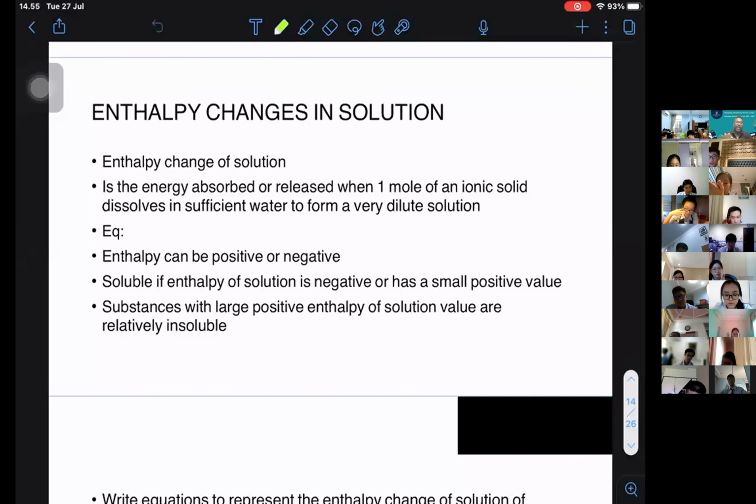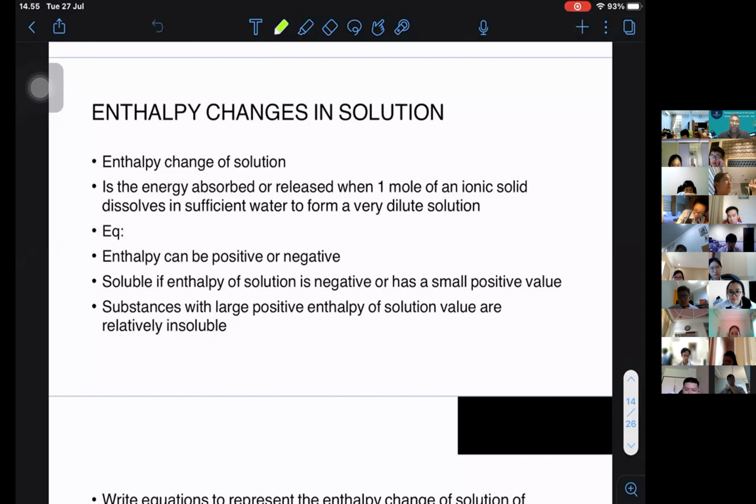We have to understand about enthalpy changes in solution. Enthalpy change of solution is the energy absorbed or released when 1 mole of ionic solid is dissolved in sufficient water to form a very dilute solution.